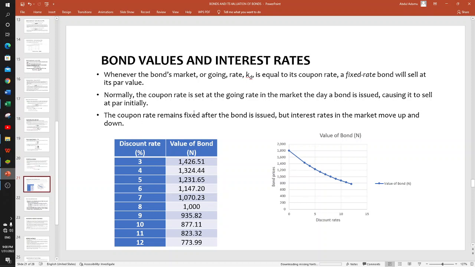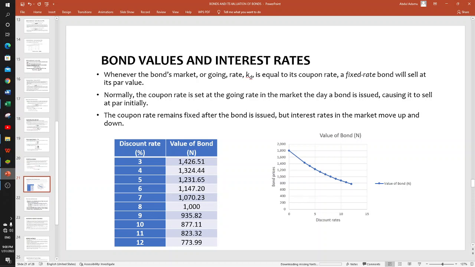The coupon rate remains fixed after it is issued, but interest rates in the market move up and down. So how does this interest rate affect the value of the bond? If you look at the table here, when the required rate of return is 3%, the bond price is 1,426 naira 51 kobo. When it is 5%, 1,231. You can see as the discount rate increases, the price decreases. So that means there is an inverse relationship between bond price and interest rate. You can see clearly from the graph here. As the rate increases, the bond price decreases.